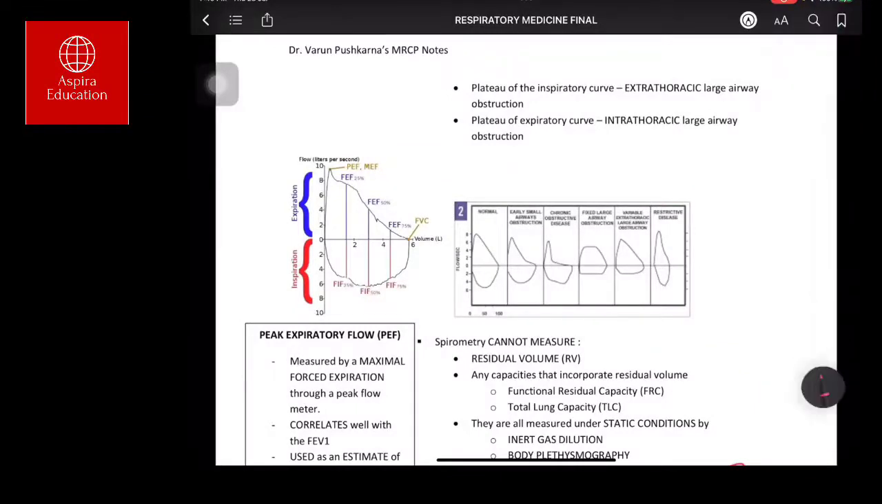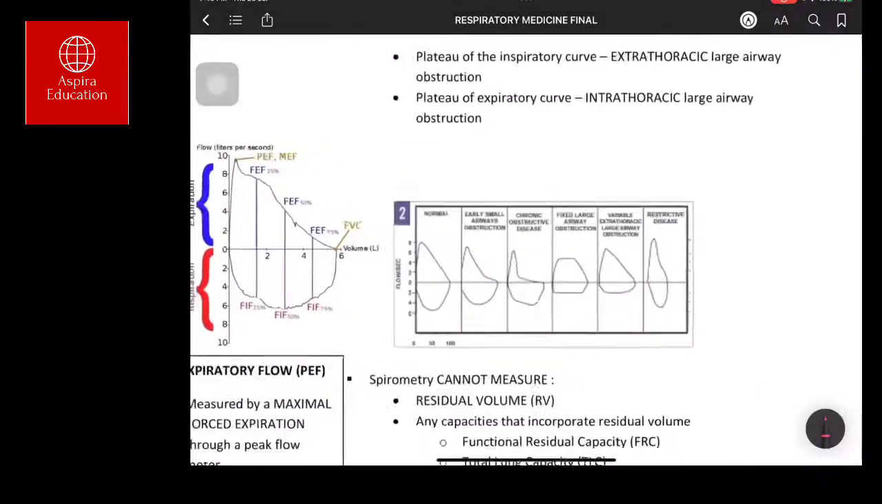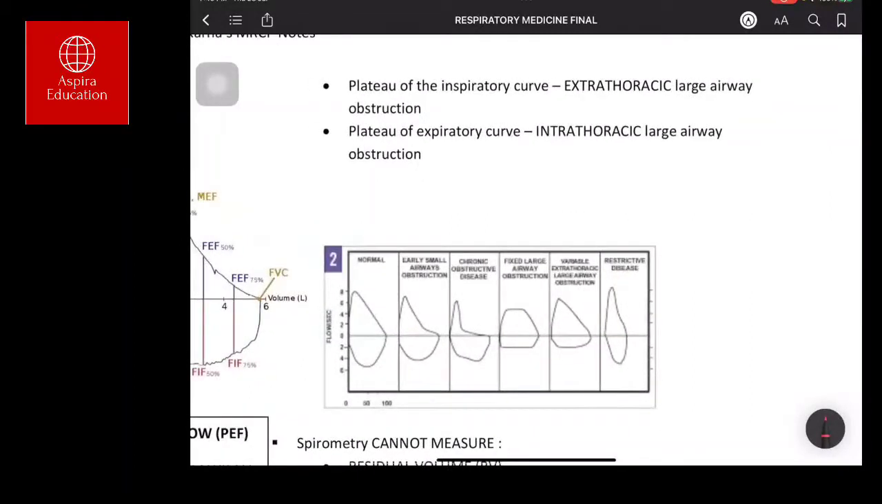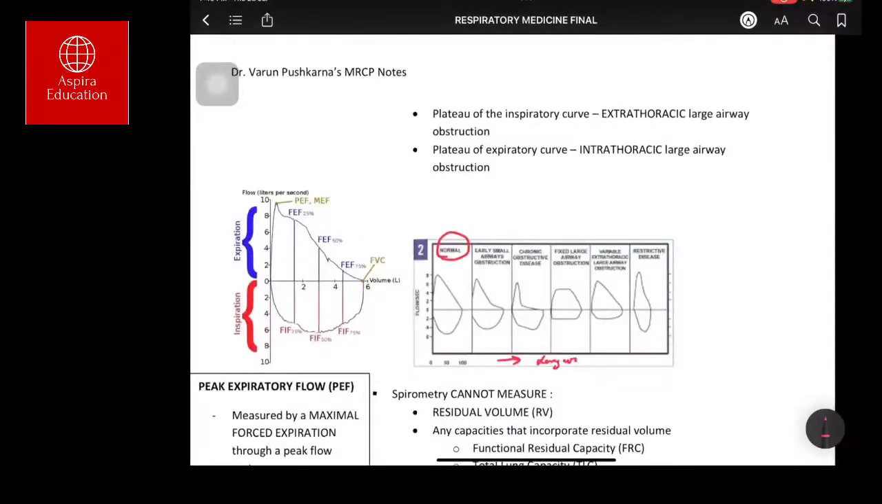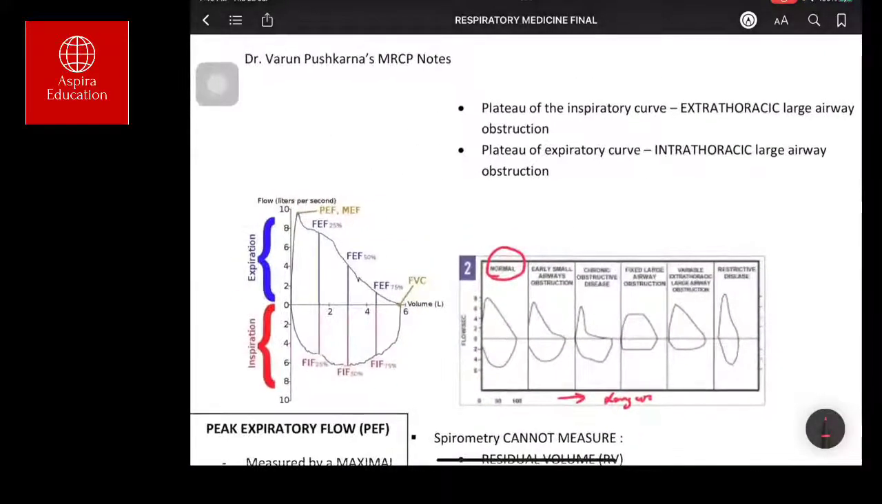So, let's first see which is the normal flow volume curve. When you see this curve, this is the normal flow volume curve. This is the flow per second, and this is the lung volumes. So when you plot the flow per second against lung volumes, we call it flow volume curves.